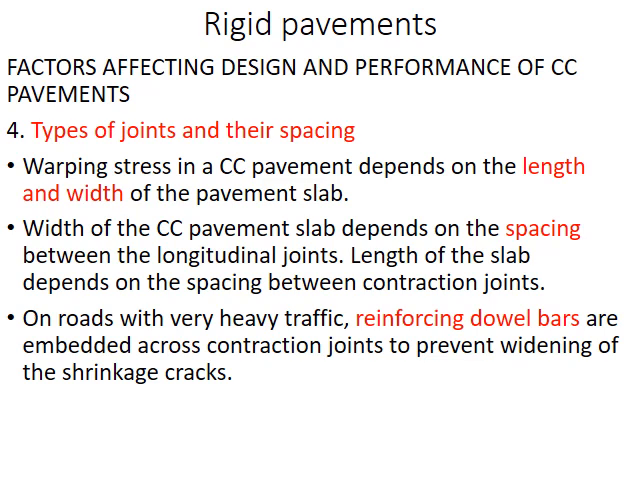That is, any positioning of the transverse joints influences the length of the slab, and also the width of the slab will be affected by the spacing between the longitudinal joints. That is, you know that the longitudinal joints occur between the lanes, traffic lanes, so that will influence the width of the cement concrete slab. This will in turn influence the warping stresses. That is how the type of joints and their spacing is significant for the design of cement concrete pavements. And also reinforcing dowel bars are provided across the joints to prevent widening of the shrinkage cracks.